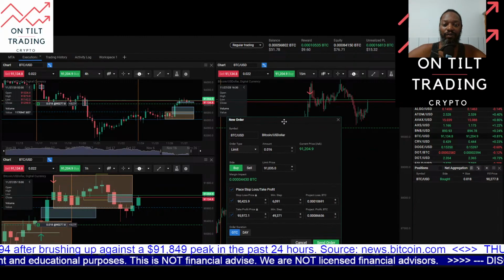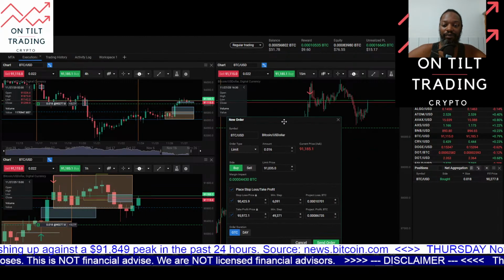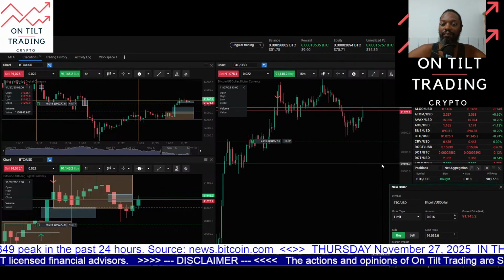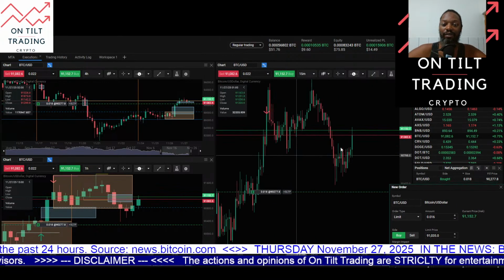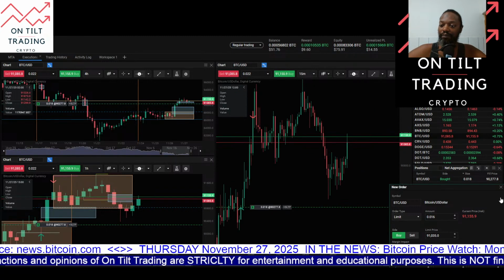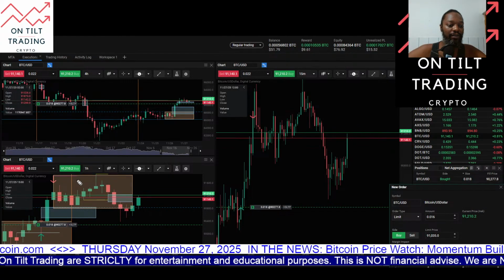Currently, I have an order here set to put out in case there is a market structure shift here back on the 15-minute, which there is right now. I did miss a potential profit target here.